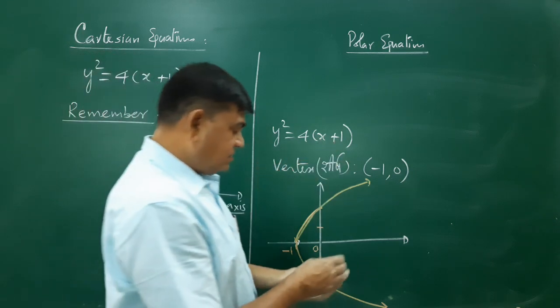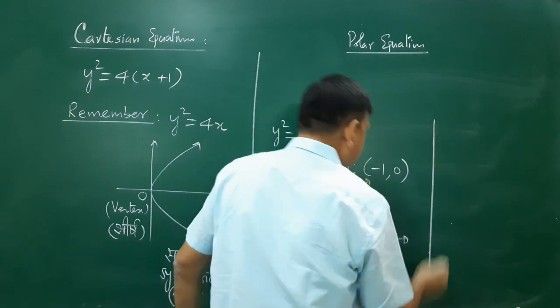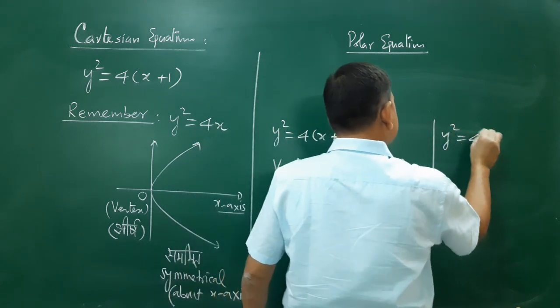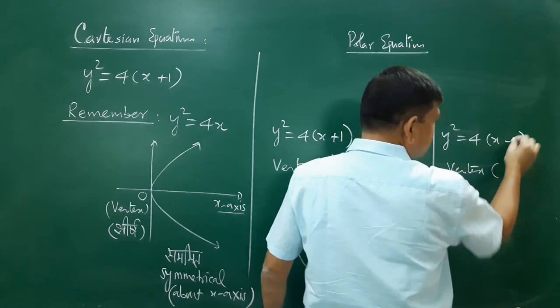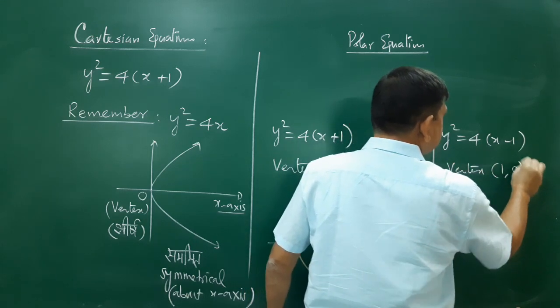If I wrote -1 here, then it is x minus 1. So suppose it is y square equals 4 times (x minus 1). Then the vertex, where this becomes 0, is at 1. So it is (1, 0).